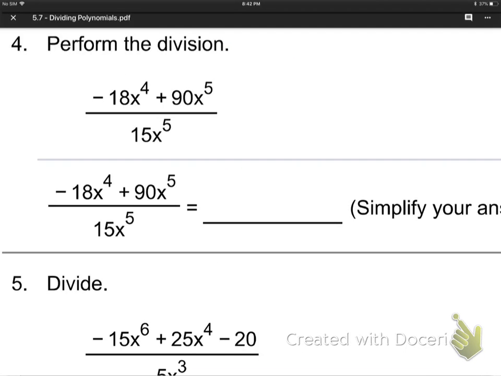Number 4, same thing. You've got to write 2 separate fractions.